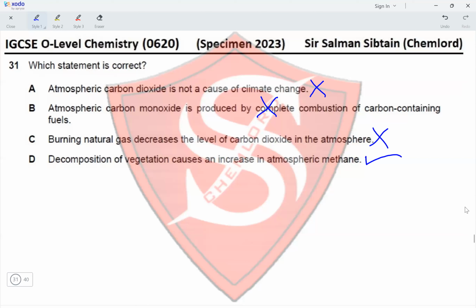Yes. When vegetable matter decays, it produces methane, and the methane content of the atmosphere increases. Methane is also a greenhouse gas. Therefore, option D is the correct option for this question.